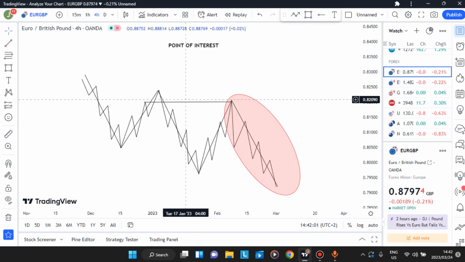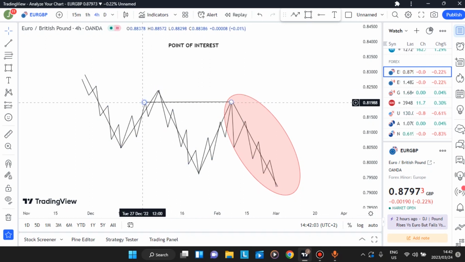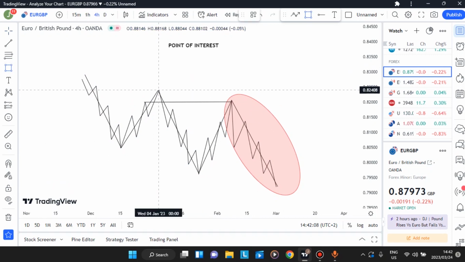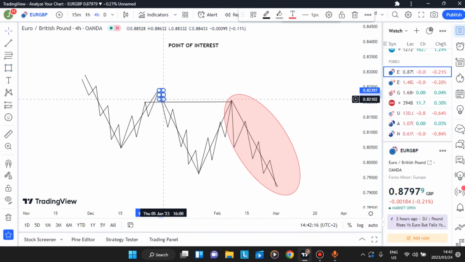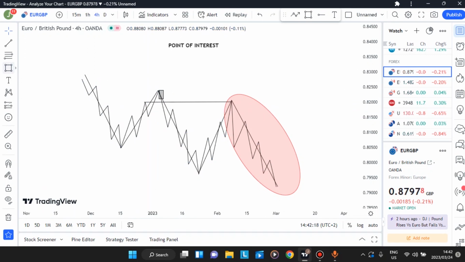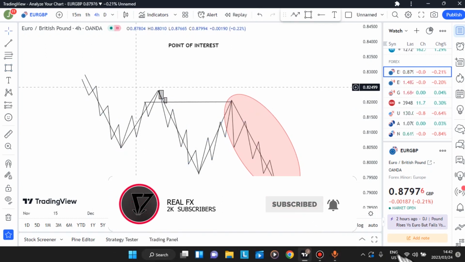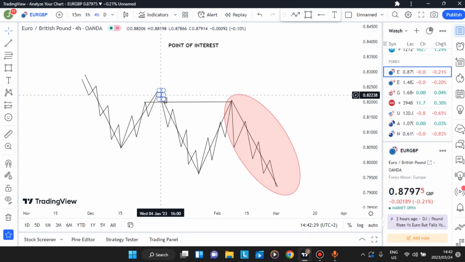Now, as you can see, if we have this level here as the QML, we expect the order block to be this last order block here, or it can be any order block just around here, as long as it is a significant order block. So how do we check if it's a significant order block?